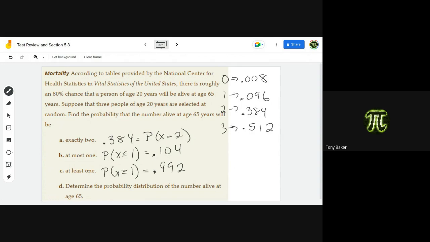So it doesn't make a difference. You would have gotten the same answer either way, or you should have, at least, as long as you did your numbers right.